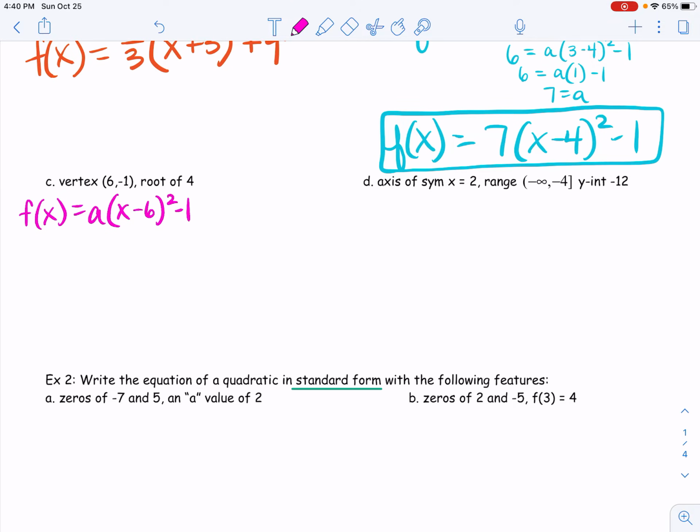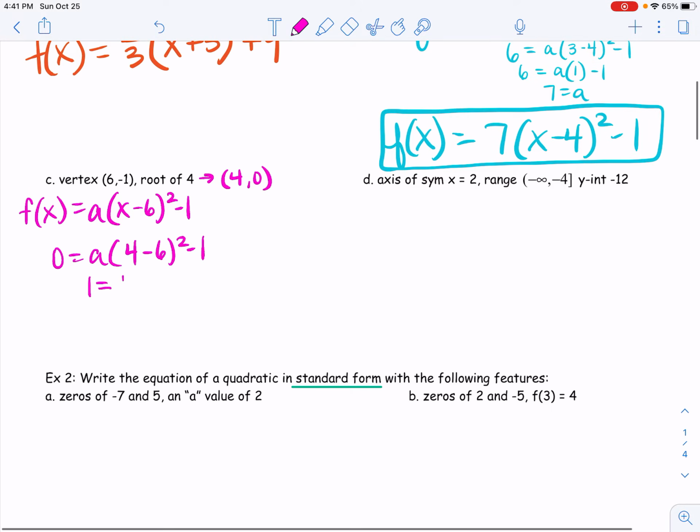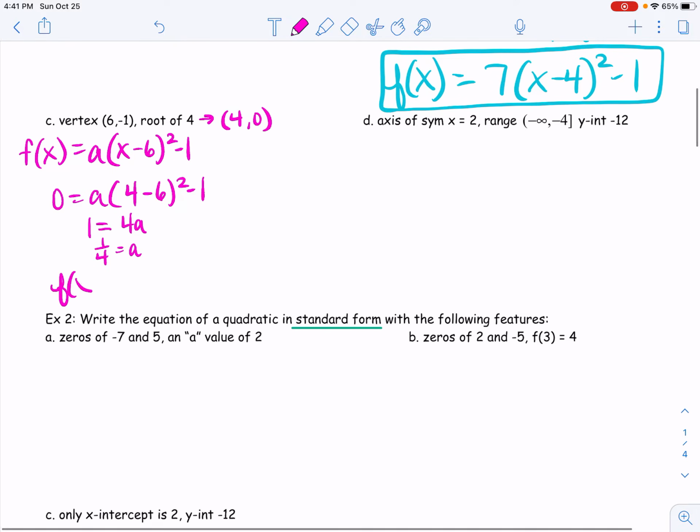Well, a root of 4 is an x-intercept, so that is a point at (4, 0). So I can do the same thing as in part B. I can plug in 0 for y and 4 for x and solve for my value of a. So this is going to be 1 equals 4 minus 6 is -2, -2 squared is 4, so this is 4a. So that means a has a value of 1/4. So putting that all together, f of x equals 1/4 times x minus 6 squared minus 1.